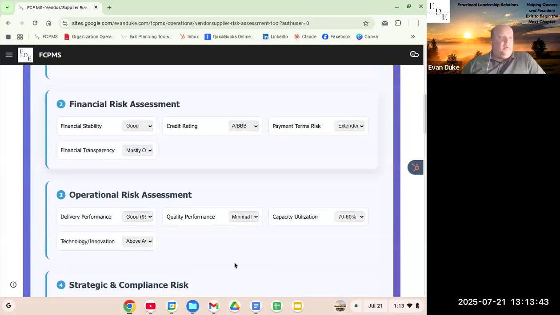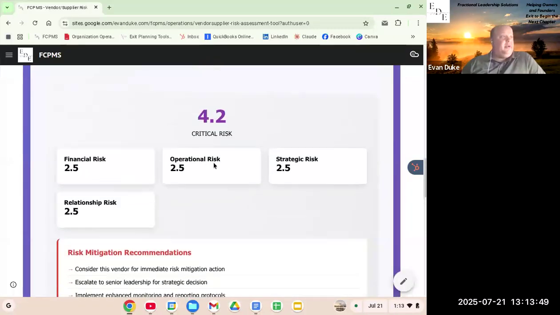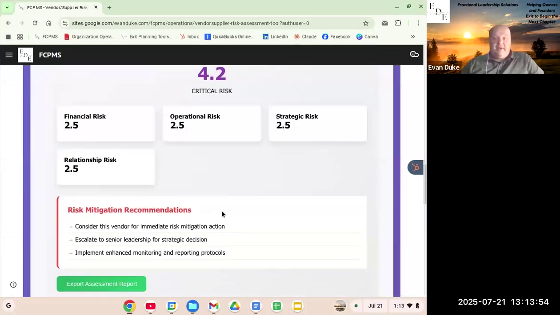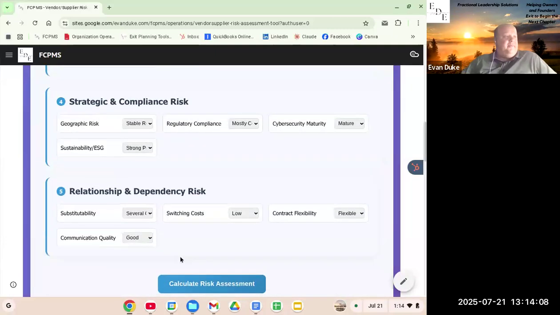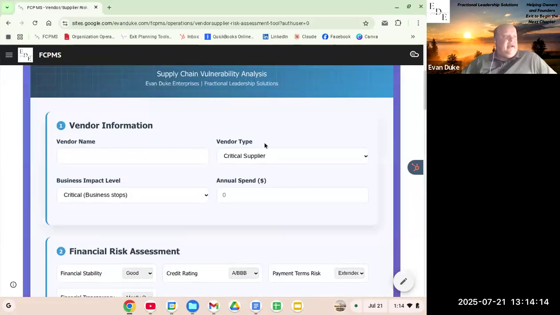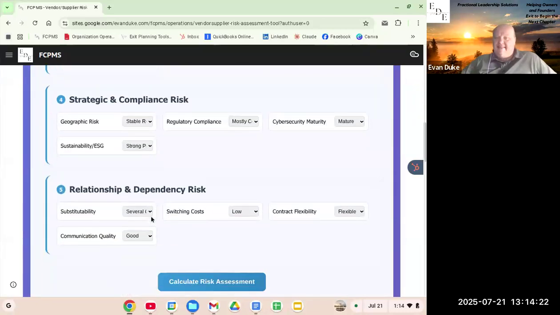And, let's see if we can calculate this. So basically what we do is, okay, this is a critical risk. So what's going to happen with all the information that was in there, we need to consider this vendor for immediate risk mitigation, escalate to senior leadership, and implement enhanced monitoring. So in other words, it's very clear that even without the annual spend or vendor name, all this other information that we had was already flagging it, like, this needs to be addressed.